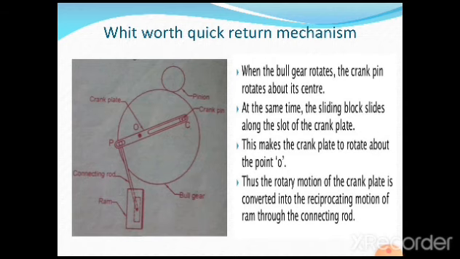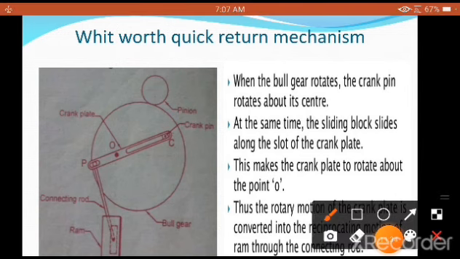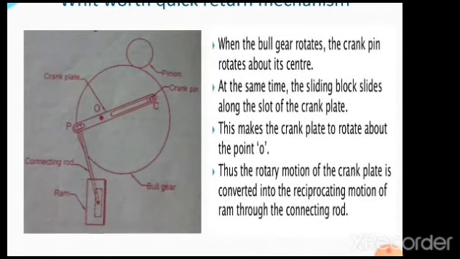Now let us understand in detail how it works. When the bull gear rotates, the crank pin rotates about its center. How is the motion given to the bull gear? The bull gear will start moving depending upon the motion of the pinion. When the bull gear rotates, the crank pin rotates about its center. At the same time, the sliding block slides along the slot of the crank plate. This makes the crank plate rotate about the point O, and thus the rotary motion of the crank plate is converted into the reciprocating motion of the ram through the connecting rod.